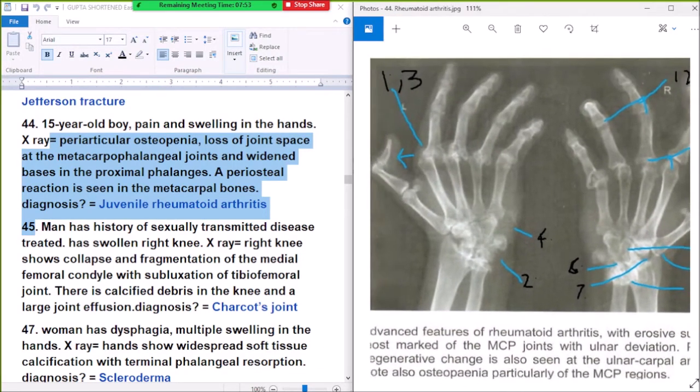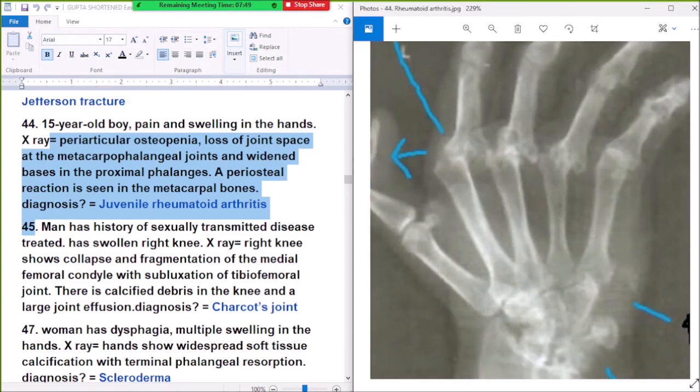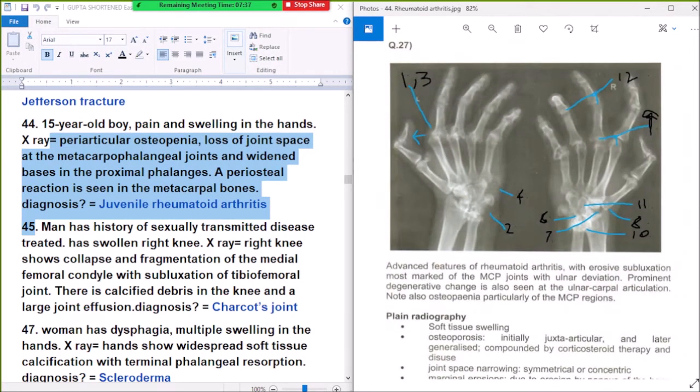Again, a 15-year-old boy has pain and swelling in the hands. X-ray shows periarticular osteopenia, loss of joint space in the metacarpal joints, and widened bases in the proximal appendages. Parachute reaction is seen in the metacarpal bones. Diagnosis: juvenile rheumatoid arthritis.